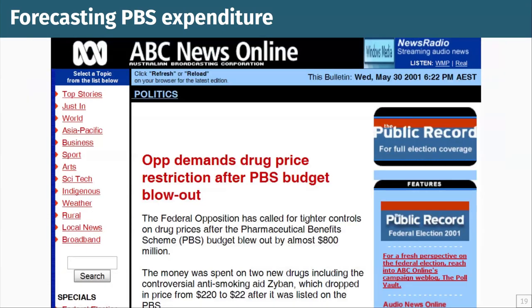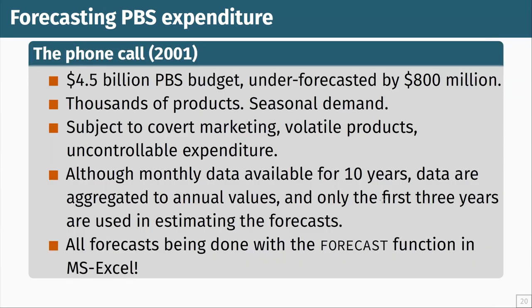And when I got involved with it, this was what the ABC website looked like. And this was one of the headlines on it, May the 30th, 2001. Opposition demands drug price restriction after PBS budget blowout. And you look down here, the budget blew out by almost $800 million. So that's a lot of money, even for a government to find. And it happened twice. Happened in 2001, happened again in 2002. And after it happened the second time, someone from the Department of Health in Canberra called me up and said, "We have a problem, can you help?" Actually, maybe the first time was 2000 and the second time was 2001. And then I got this phone call.